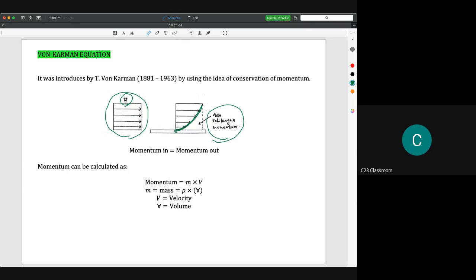So von Karman tried to use the area of this one to calculate the amount of lost momentum. The momentum equation is mass times velocity, and mass can be calculated by the idea of rho times volume, and volume can be calculated by this area times width. Okay.